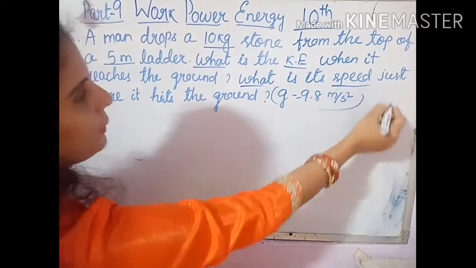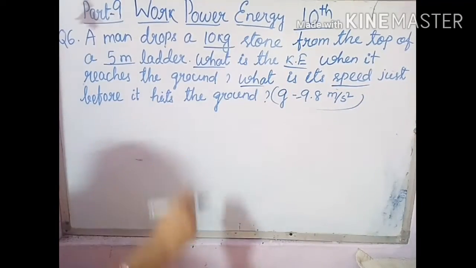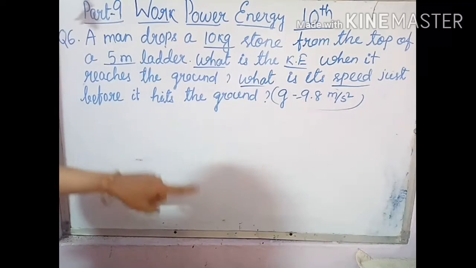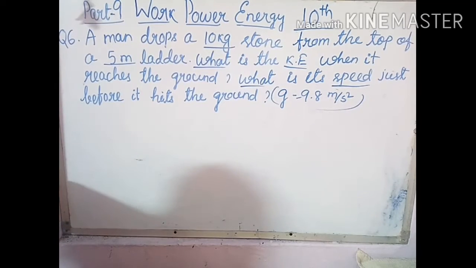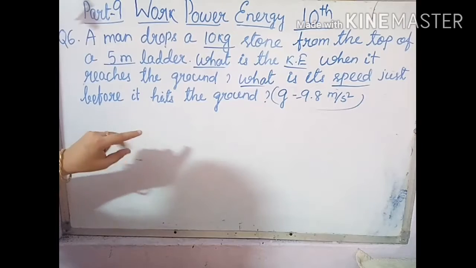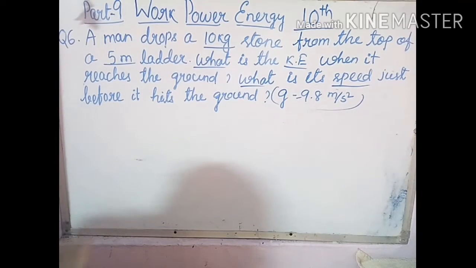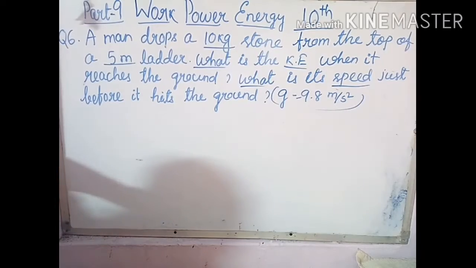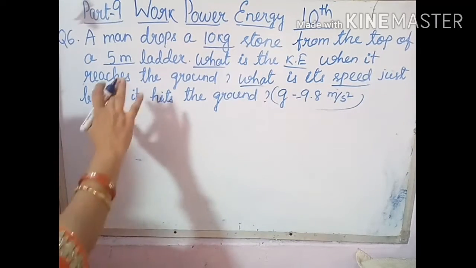Again, what is its speed just before it hits the ground? Why is it asking just before it hits the ground? Because whenever it hits the ground, it will come to rest. That's why at that time the speed will be 0. So we have to calculate the speed just before it hits the ground. Now see how to calculate.